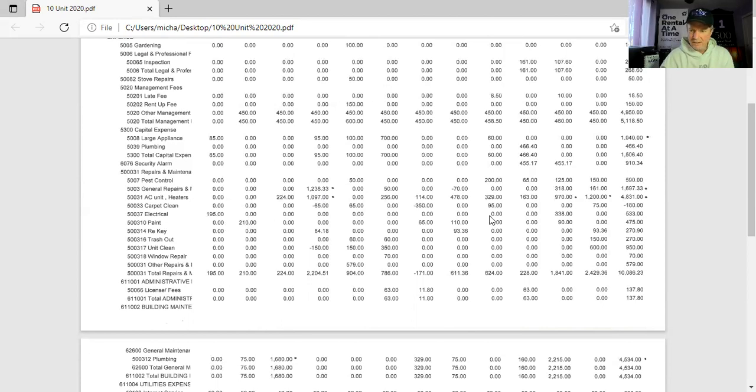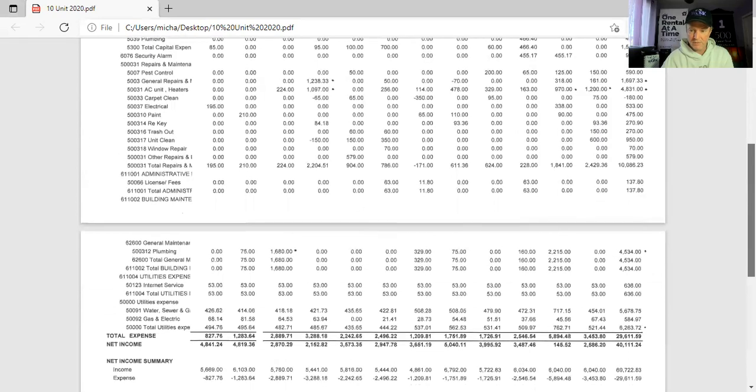What else did we have? Some electrical issues, unit clean. Yeah, we had some turnover. Not too bad for the turnover, actually. That's probably two turnovers. So you can see the total repairs here. $2,200 was a big month, as was December. That is mainly ACs.